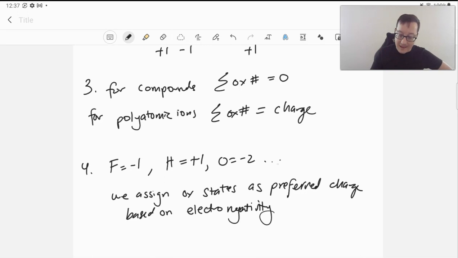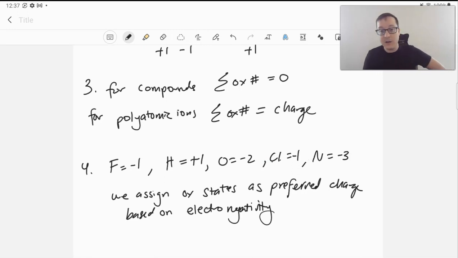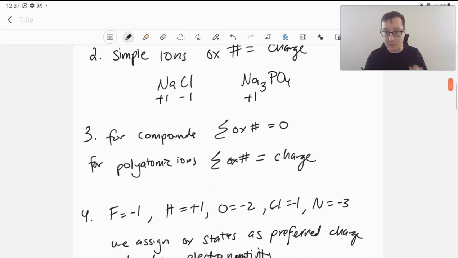For example, technically after oxygen would come chlorine, which would be -1, and then nitrogen, which would be -3. So you'll follow preferred charges as you go through this. And that's generally the rule of thumb. And these are to be done in order as well. So fluorine must always be -1. Hydrogen should be +1 unless it's a simple ion, because rule 2 takes over. So for example, something like sodium hydride, +1, -1, they're simple ions. We don't have to go further.